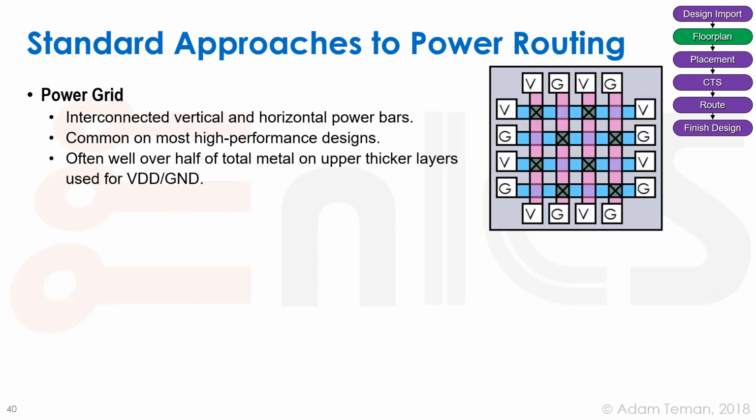The standard approach, as I mentioned before, is what we call a power grid. We interconnect with these horizontal and vertical wires, VDD and ground. Often well over half of the total metal on the upper thicker layers is used for VDD and ground. That's almost the only way that power and ground routing is done nowadays.